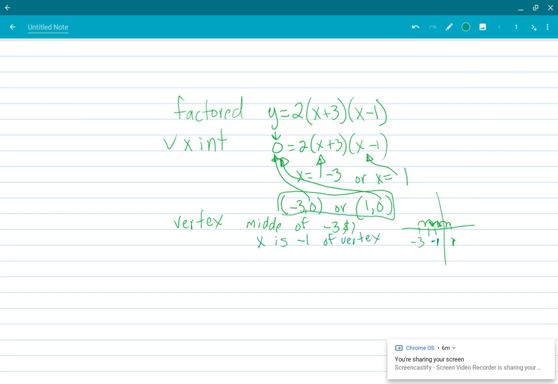And now you're going to plug it in. So now I got to plug it in. Y equals 2 times (-1 + 3)(-1 - 1). So it's 2 times 2 times -2. So this is y equals -8 if x equals -1. So the vertex is -1, comma -8.